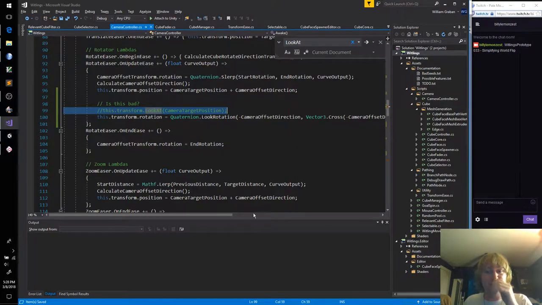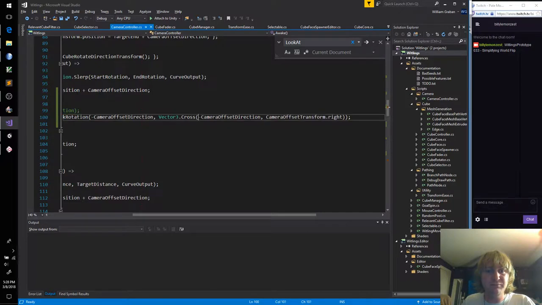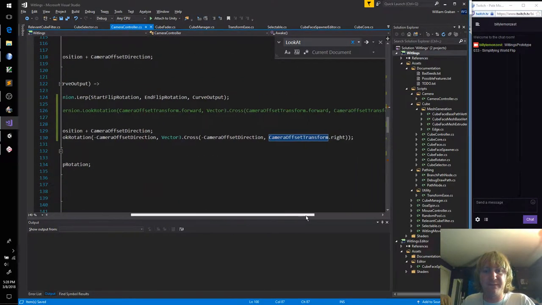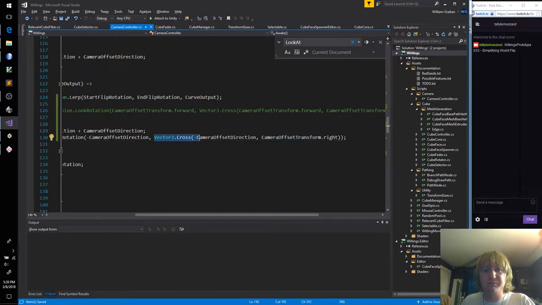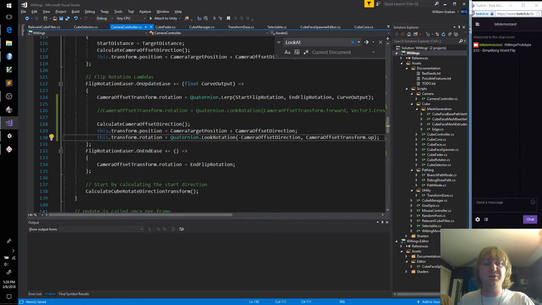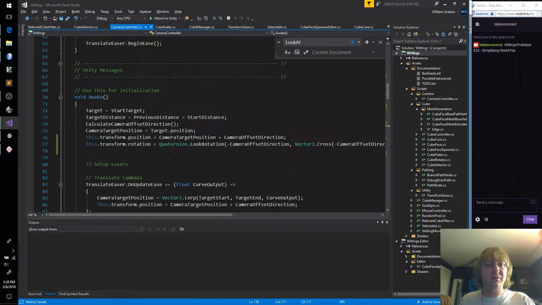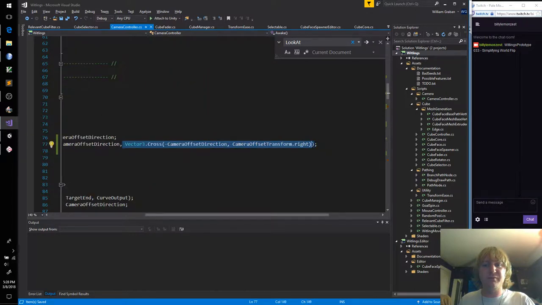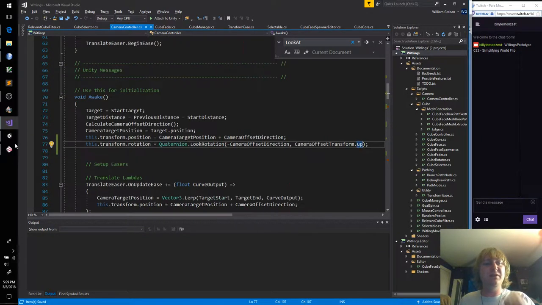Okay, so let's cross them the other way. Oh, geez. Let's just use camera offset transform up. Let's try that. Uh-oh, we need to do that everywhere. Here, and then one more time in awake. Here. Let's see how this goes.